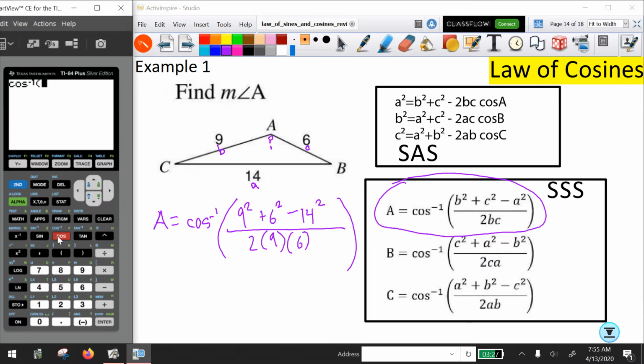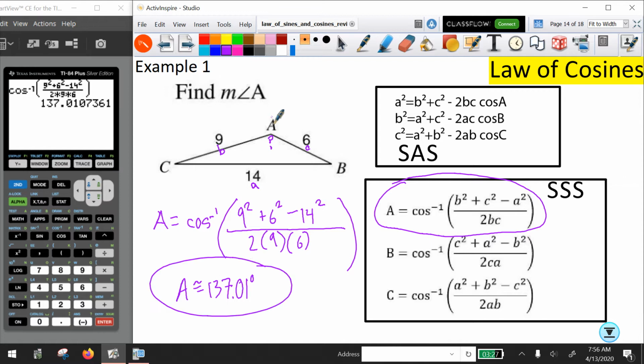Cosine inverse 9 squared plus 6 squared minus 14 squared over 2 multiplied by 9 multiplied by 6. And what do we have? 137.01 degrees. And that is our missing angle A. All right, let's do another example.